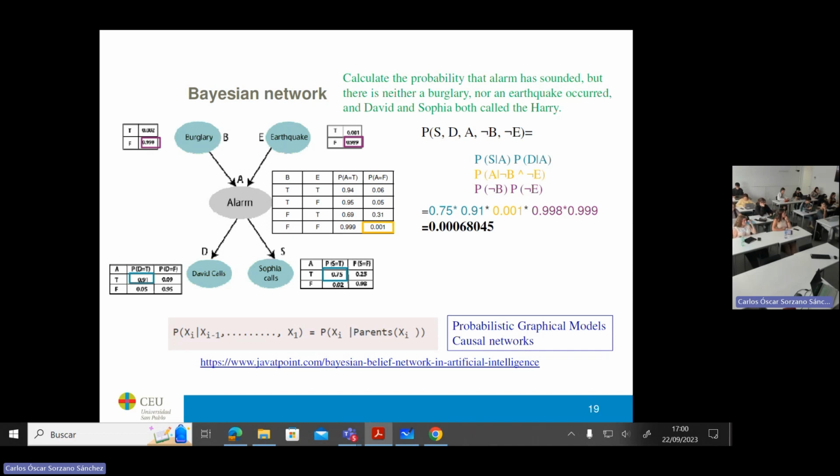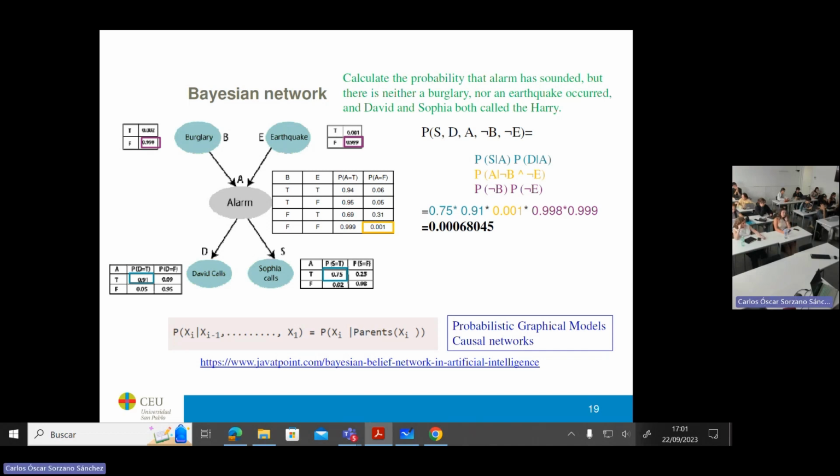And there is no burglary, there is no earthquake. So the probability that the alarm sounds, this should be true, so the alarm sounds, when there is none of the two, is this one, 0.001. This is false, then this one is 0.001.